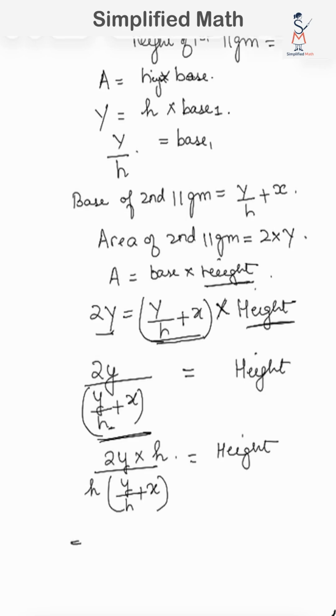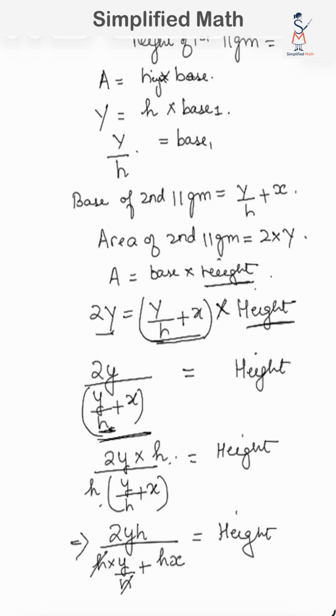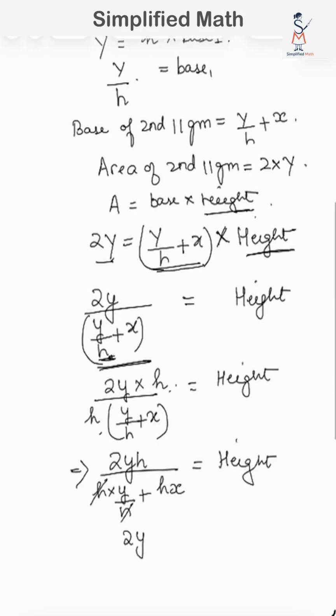We will multiply the numerator also with h and the denominator also with h because we want to eliminate this h. So this will become 2yh in the numerator, and in the denominator h into y by h plus h into x. This h and this h got cancelled. So this will become 2yh upon y plus hx. So this is the height of the second parallelogram. Fine.